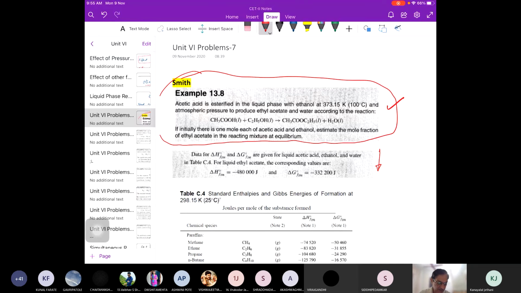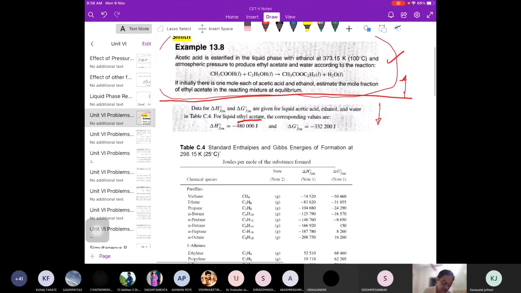So the data for delta H_f 298, delta G_f 298 are given for liquid acetic acid, ethanol and water in table C.4, right. This is the table from Smith. For liquid ethyl acetate the corresponding values are given here. Again, this book does not come in the exam, they give only this much in the exam; whoever sets it doesn't even look at what they are doing. So the book has all the values. Delta H_f 298 for ethyl acetate is minus 480,000 joules, and delta G_f 298 for ethyl acetate is minus 332,200 joules. And table C-4 is this one.